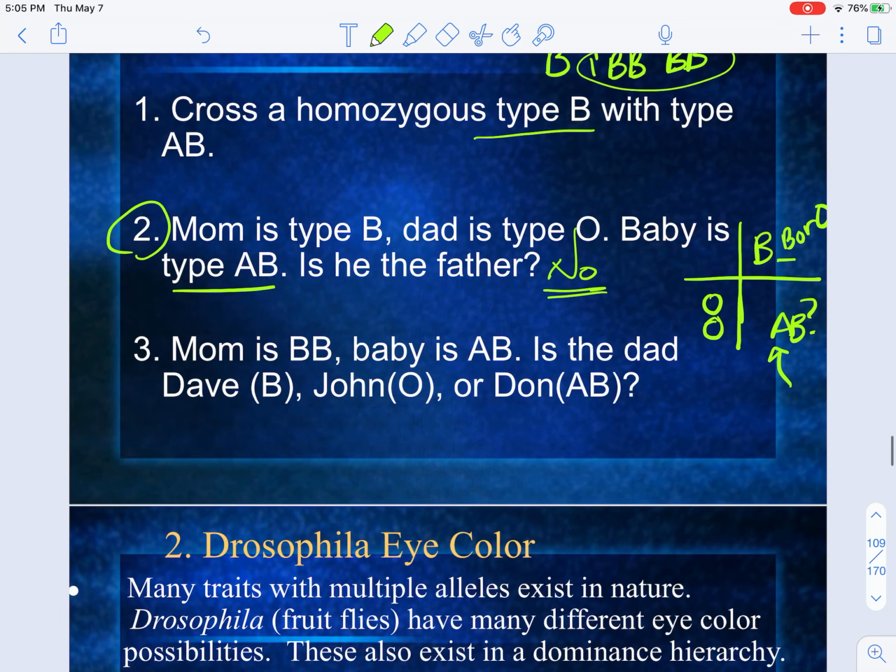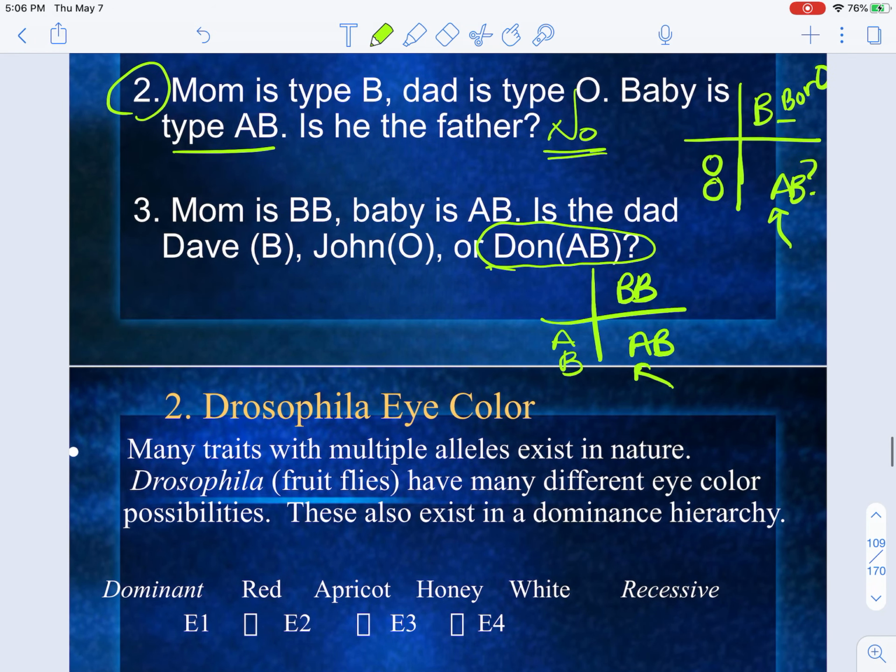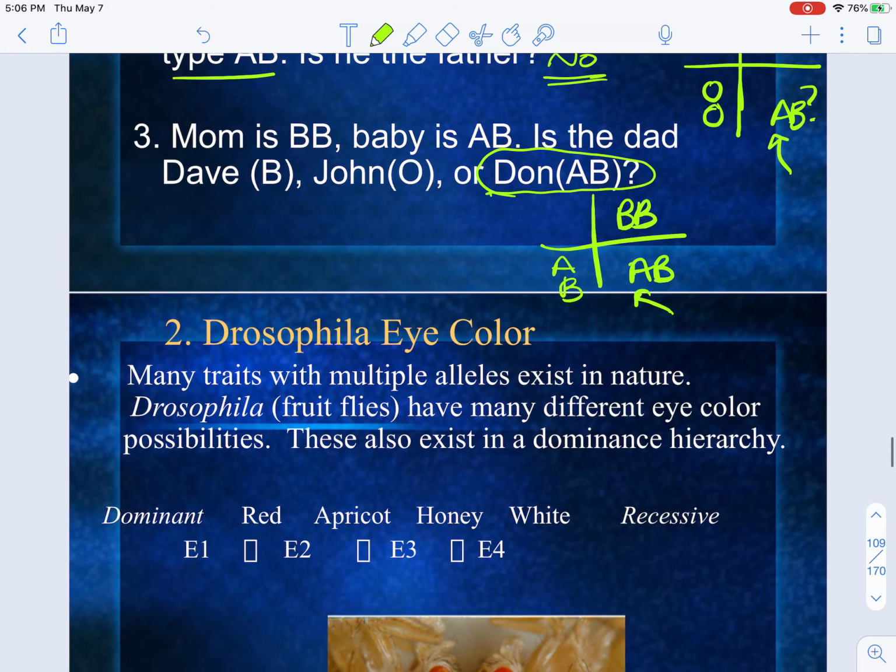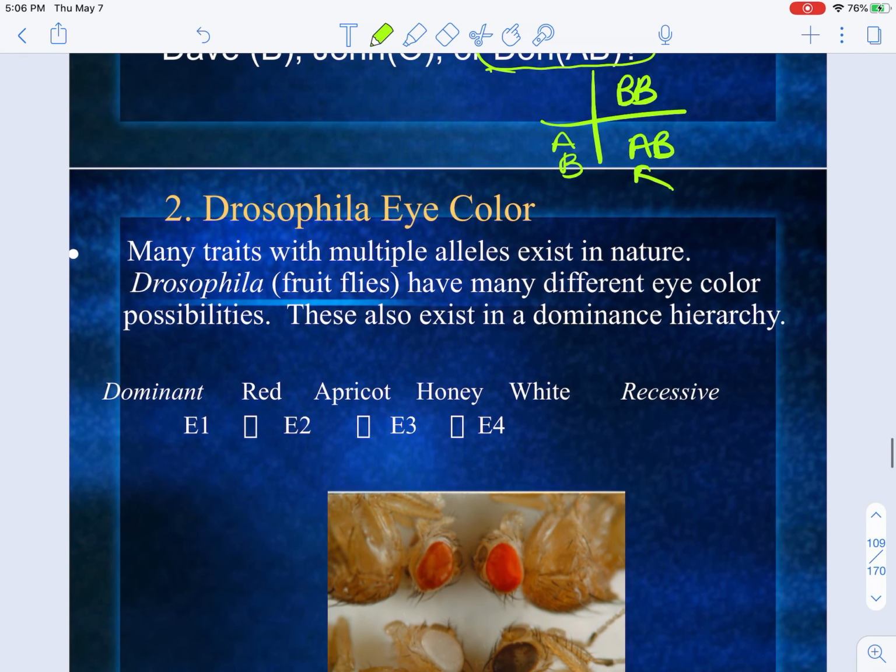For this next question, if mom is BB and the baby is AB, which dad could give the genes for that baby? It would have to be one that gives this A. So definitely Don is the daddy. Don with his AB could be the dad of an AB child. So that's how you check those out. I gave you some to practice in your notes. You can check those out.